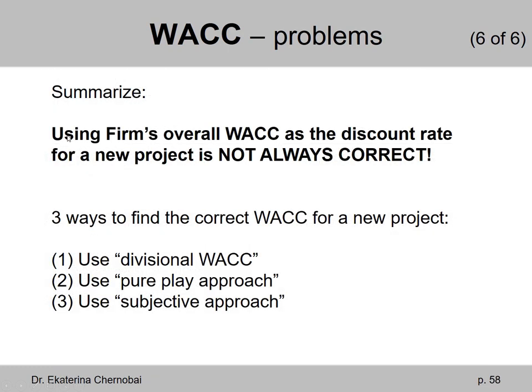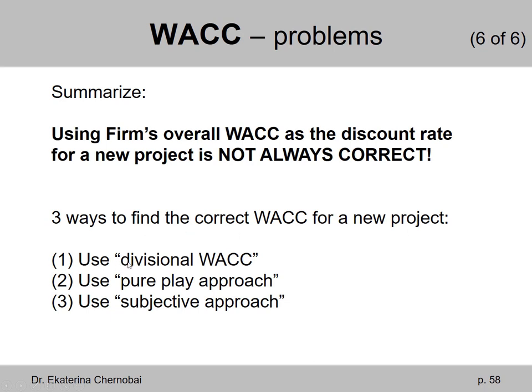To summarize, using the firm's weighted average cost of capital as the discount rate for any new investment project may not always be correct. It's only correct if that new project displays similar riskiness as the firm's existing projects. Otherwise, we need to adjust our firm's WACC. There are three ways how we can find the correct weighted average cost of capital, or I should say the correct discount rate for a new project.